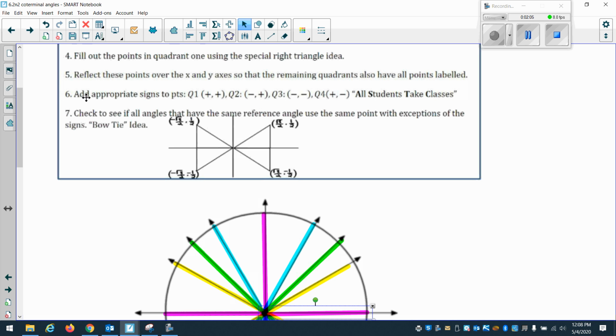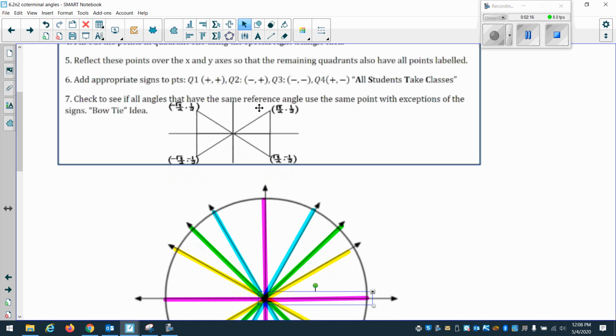So the appropriate signs: quadrant 1, everything is positive, x and y. Quadrant 2, your x values are negative, your y values are positive. Quadrant 3, they're both negative. Quadrant 4, your x is positive, your y is negative. One way to remember: all students take classes.